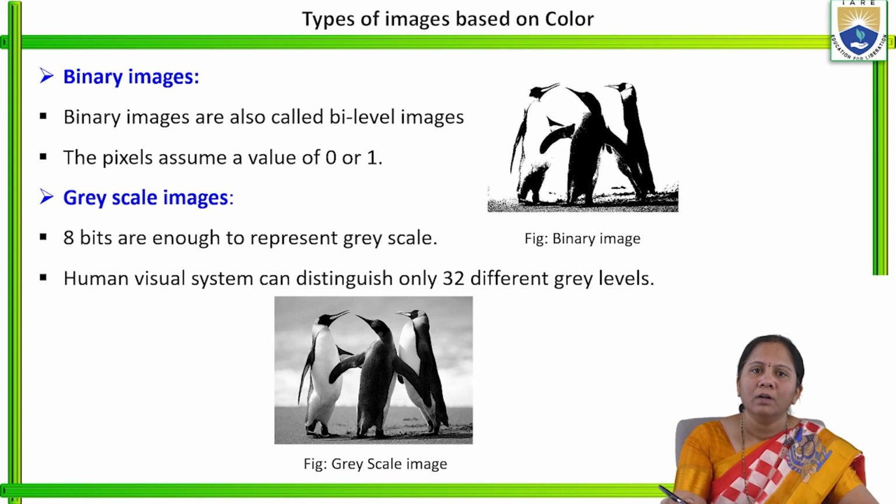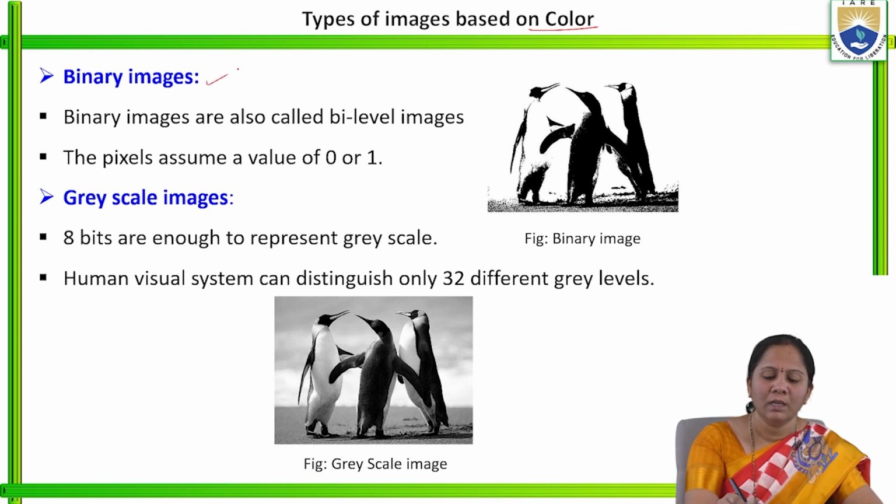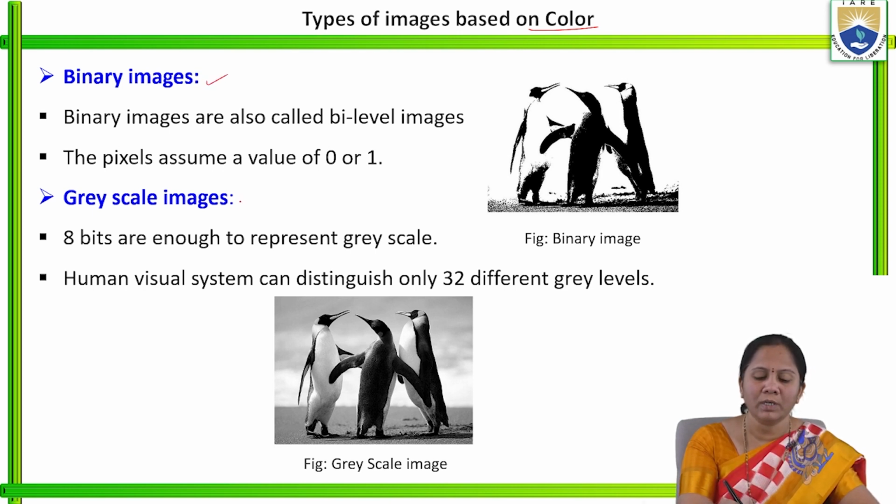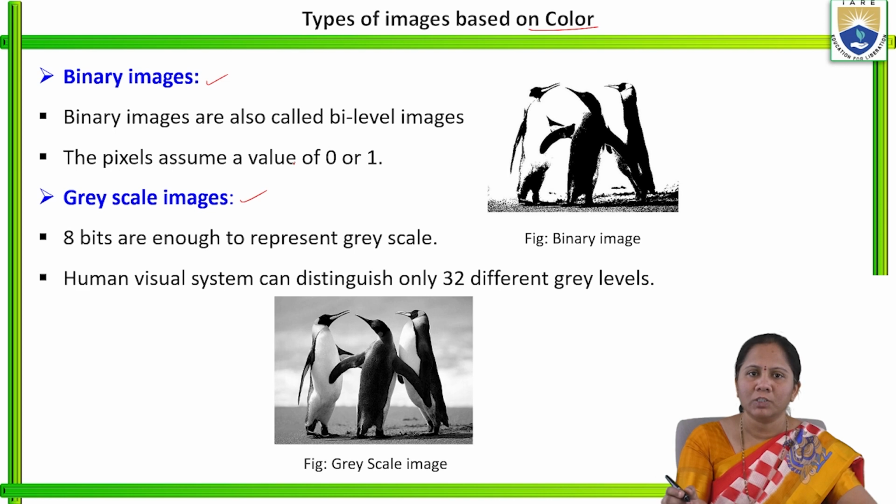Now, another type is the types of images based on color. Here again it is classified into different types. One is binary images, another one is grayscale images. You can see two example figures are also given. We will discuss how they differ.